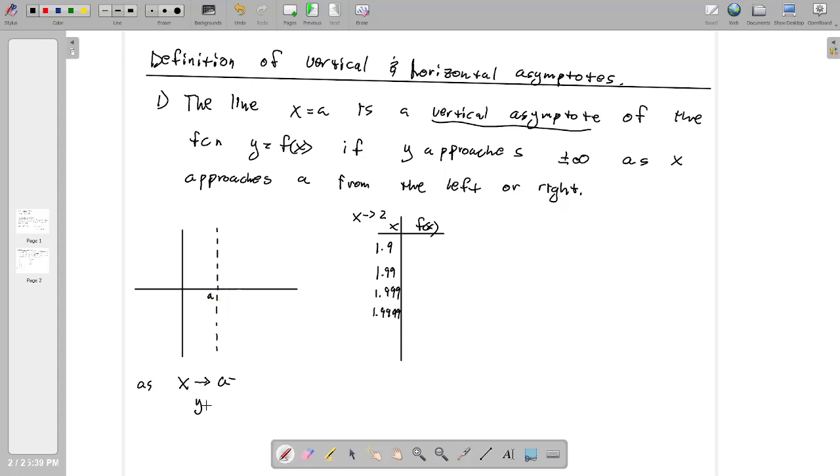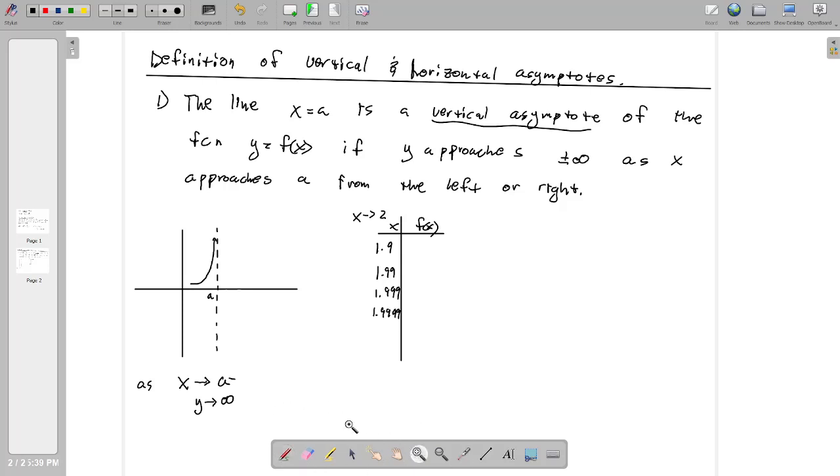What is y doing? Well, y could be going up to infinity. And we would say then that x equals a is a vertical asymptote. Now what it looks like graphically is as x is getting closer and closer to a, the y values are increasing without bound, like this.